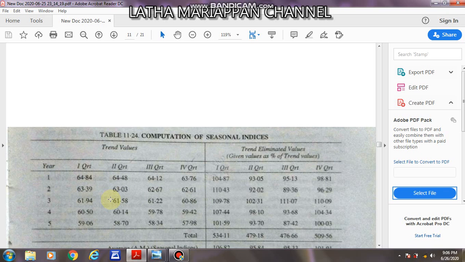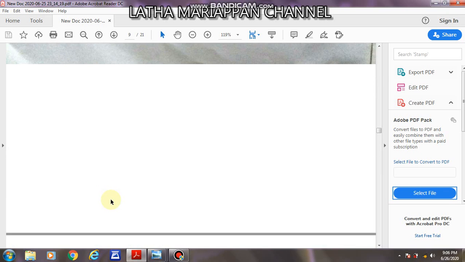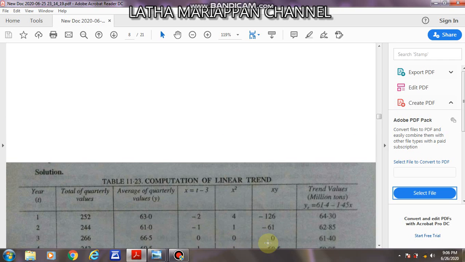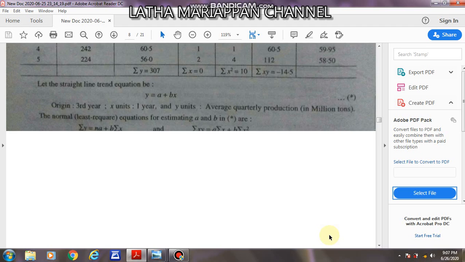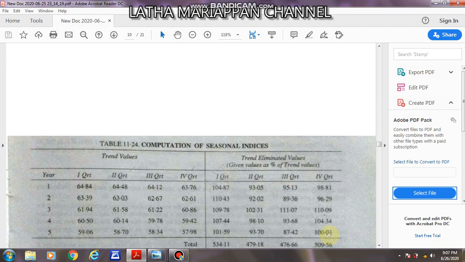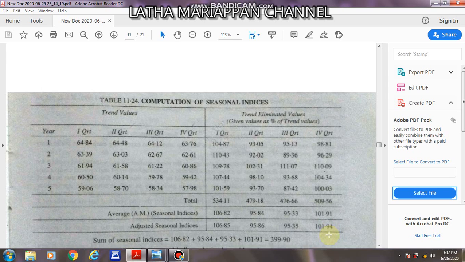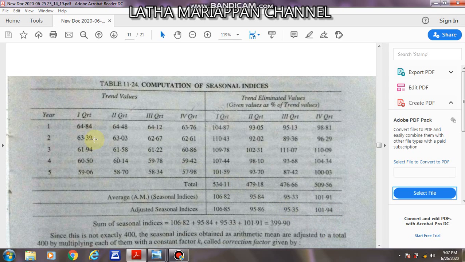Like that you have to find out for the second year. For the second year you have to take this value, 62.85. Okay, the same method, take this as an average value, the center of that quarter. Take this and half of the first, second quarter, then half of the third quarter, then half of the fourth quarter, like that you have to find out. So this table you will get. After that calculation, I showed you only one year, so you have to find out for the other year. Okay, so you will get this value.